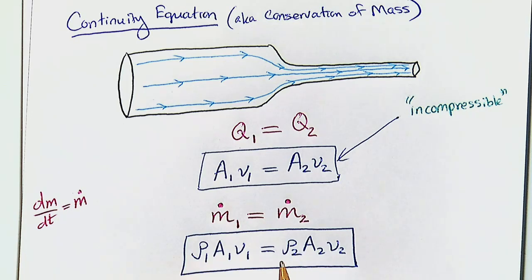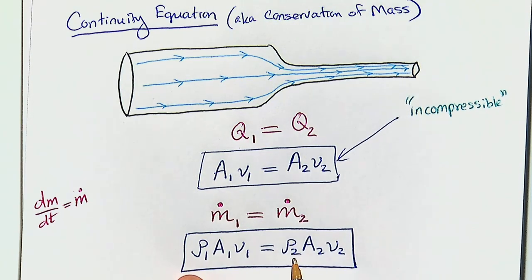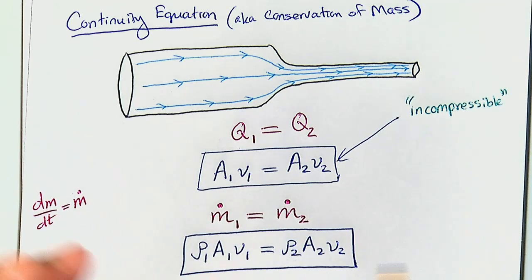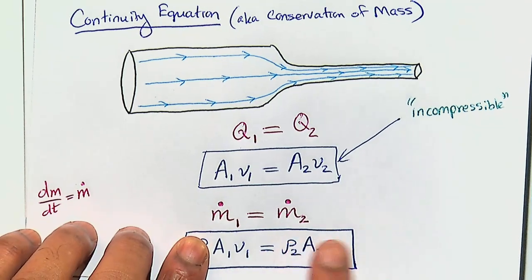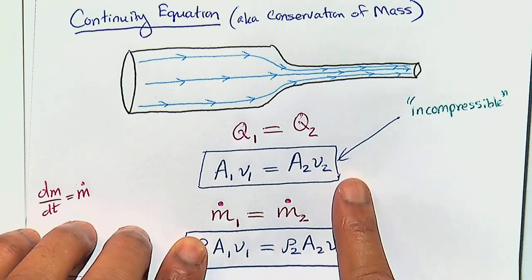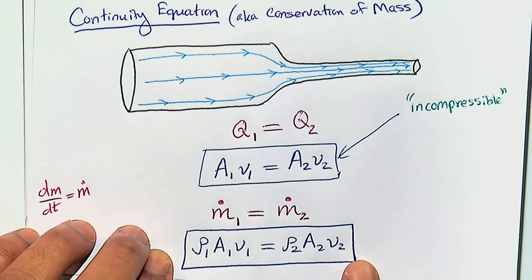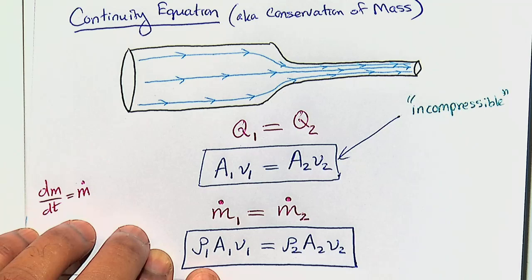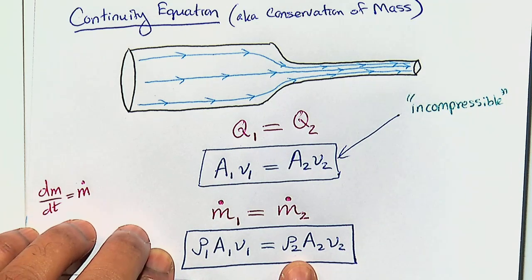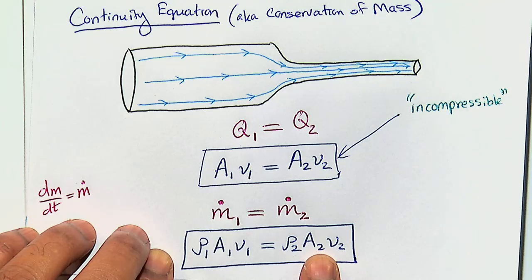Notice that in the case where density 1 and density 2 are the same, incompressible, you can't change the volume and therefore change the density of the fluid. If rho 1 and rho 2 are the same, they cancel and become this. So this is the more general idea: if you do have compressible flow, where in one section it has a certain density, and in the other section it has a different density, this will work.